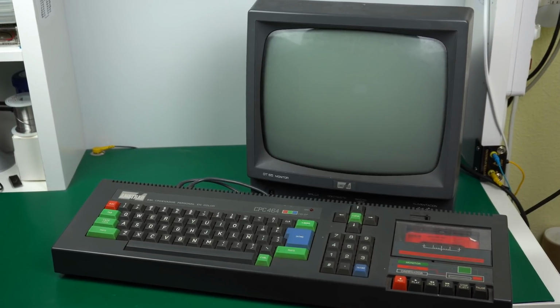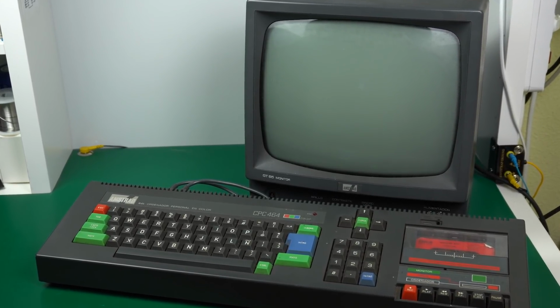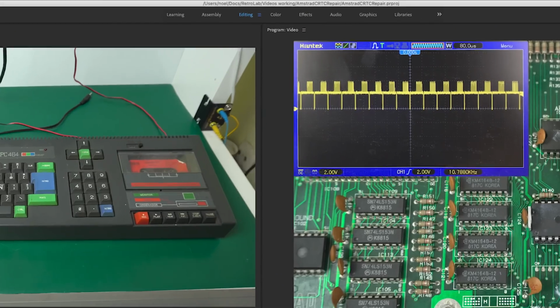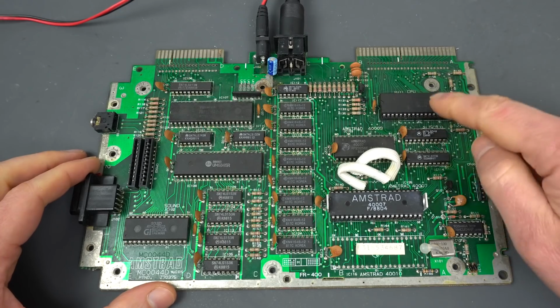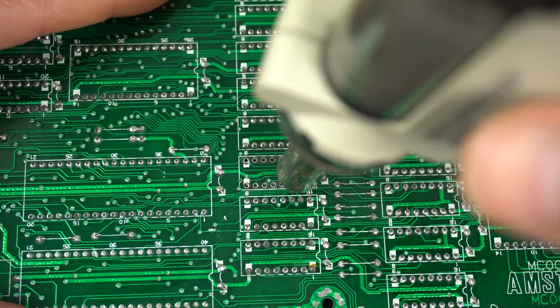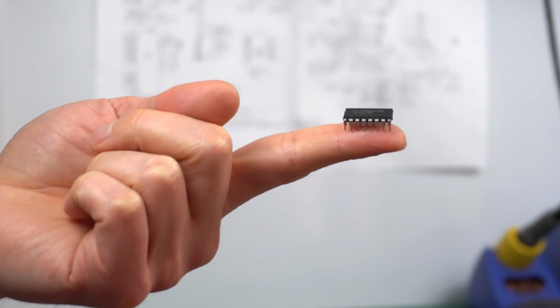This is a perfect example of how first impressions aren't always right. When I first saw the image this Amstrad CPC was outputting, I was convinced it was due to a faulty CRT controller. So much so that I named this episode CRTC Repair. But once I started digging, things kept pointing in a different direction, until at the very end, I tracked it down to a very different chip.